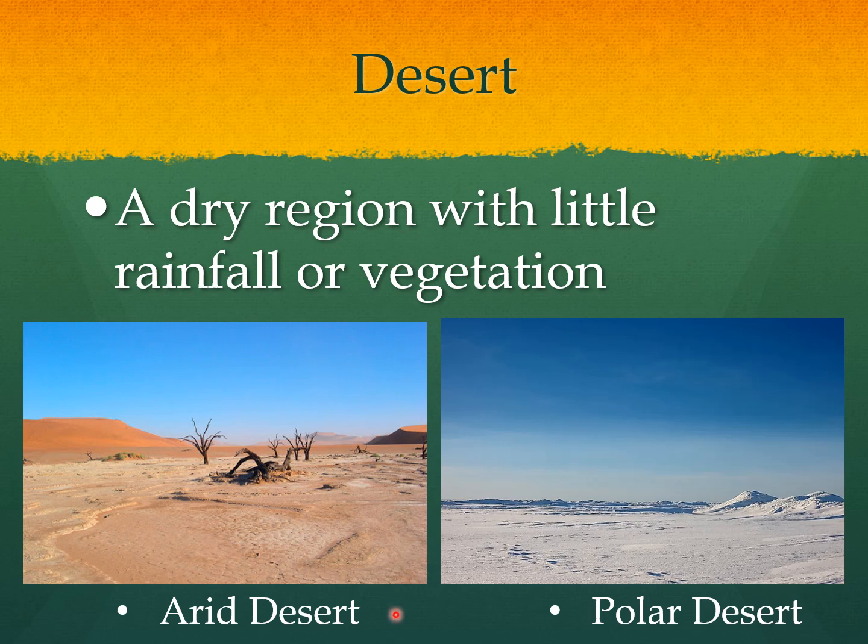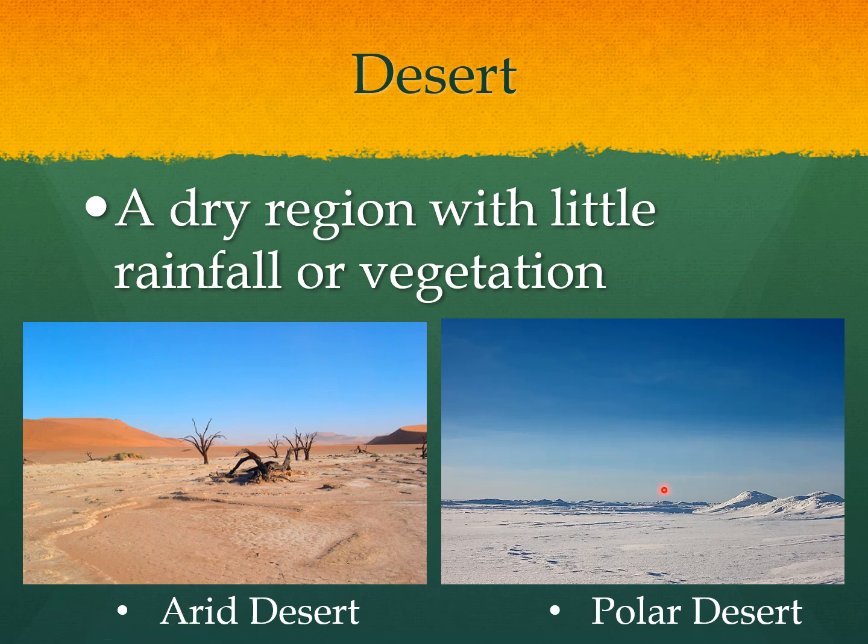So deserts can happen two ways. We're going to add these as our last bullet points here. One way is called an arid desert. The word arid means hot and dry. So a desert is always going to be dry, but some of them are hot deserts where the temperature gets very, very high, and that's what we would call an arid desert.